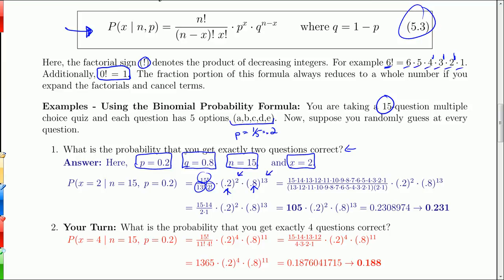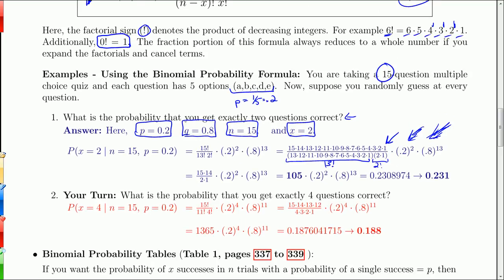And so if we stretch all this out into a single fraction, that 15 factorial is all this, 15 times 14 times 13 times 12. And then below it, we have a 13 factorial right here, and down here is 2 factorial. And we still have these parts that come along for the ride. And something wonderful happens here, and it happens pretty much every time you use this formula. We get a lot of cancellation.